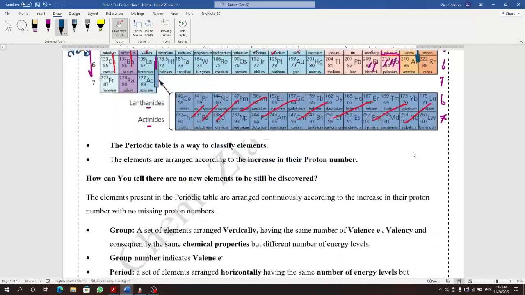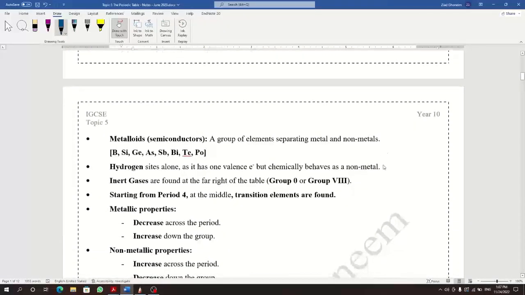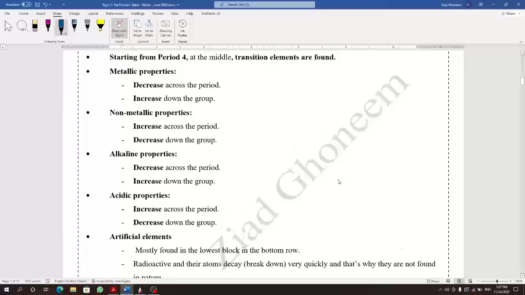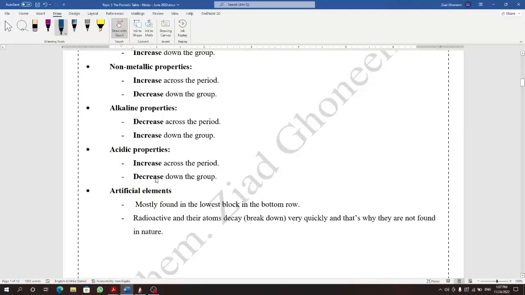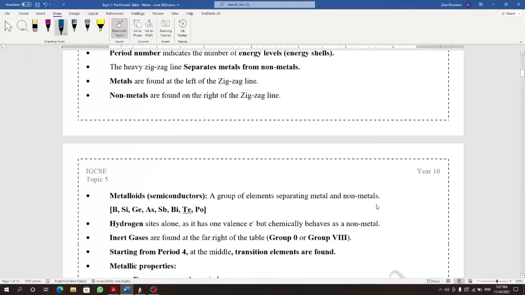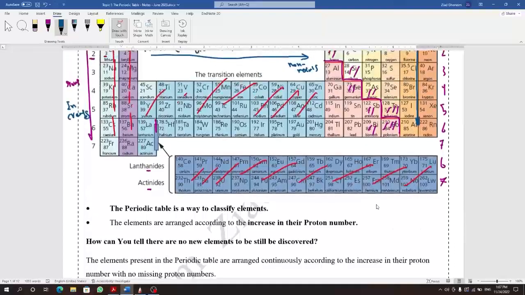Okay. Now we're going to talk about metals and non-metals in greater detail. The alkaline properties and acidic properties, we'll talk about them later in the acids and bases. As for the artificial elements, these are elements that were synthetically made in the lab. They are radioactive and they don't occur in nature. They decay most of the time, forming other elements, and they are present down here. Most of the lanthanides and actinides are synthesized.